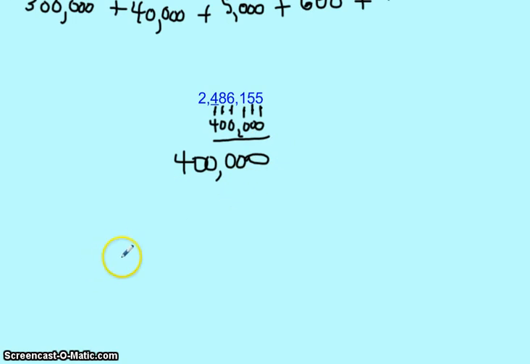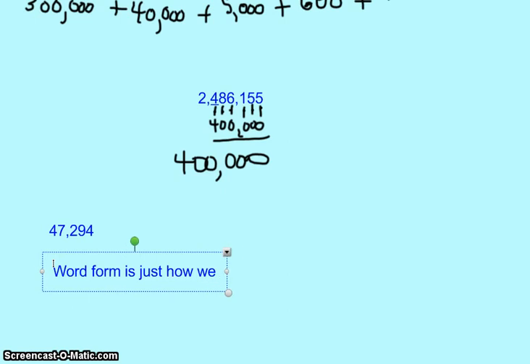You also have to write the word form for a number. So if you have the number 47,294, you would have to write that in word form. And remember, word form is just how we say it. So if we say this number again, how we say it's also important.